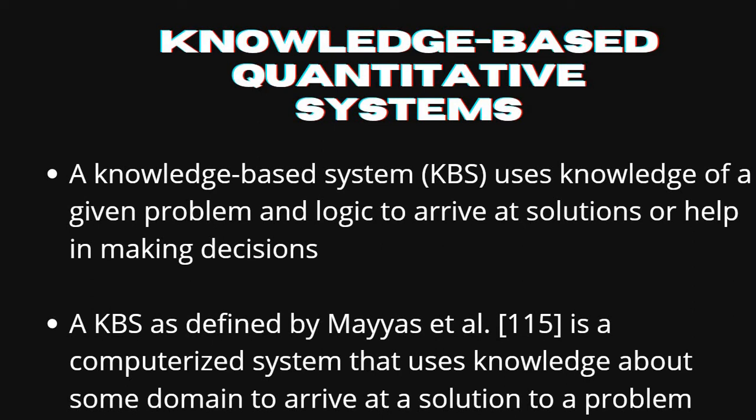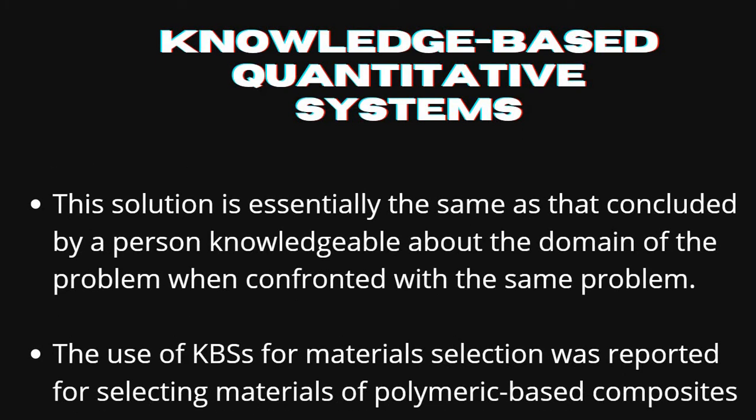A knowledge based system uses knowledge of a given problem and logic to arrive at a solution to help make decisions. A KBS, as defined by Mayas et al., is a computerized system that uses knowledge about some domain to arrive at the solution of a problem. If you have a material selection problem, you put some input into a computer system for analyzing the material selection, and you have the standard of the Ashby method. So this knowledge, your knowledge, and computer analysis give the best result for the material selection.